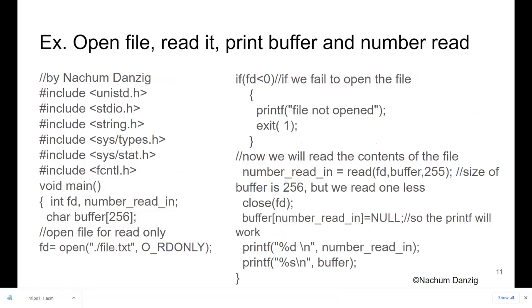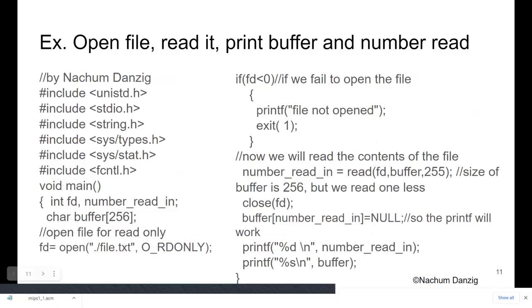I put in a whole lot of things here, probably because I was working with some longer program and I cut it up. Anyway, here's a bunch of integers. Number read in. Buffer here, I made a buffer of 256. The size is arbitrary. Now open a file for read only. Here I open a file called file.txt, open it for read only, and the file descriptor is FD.